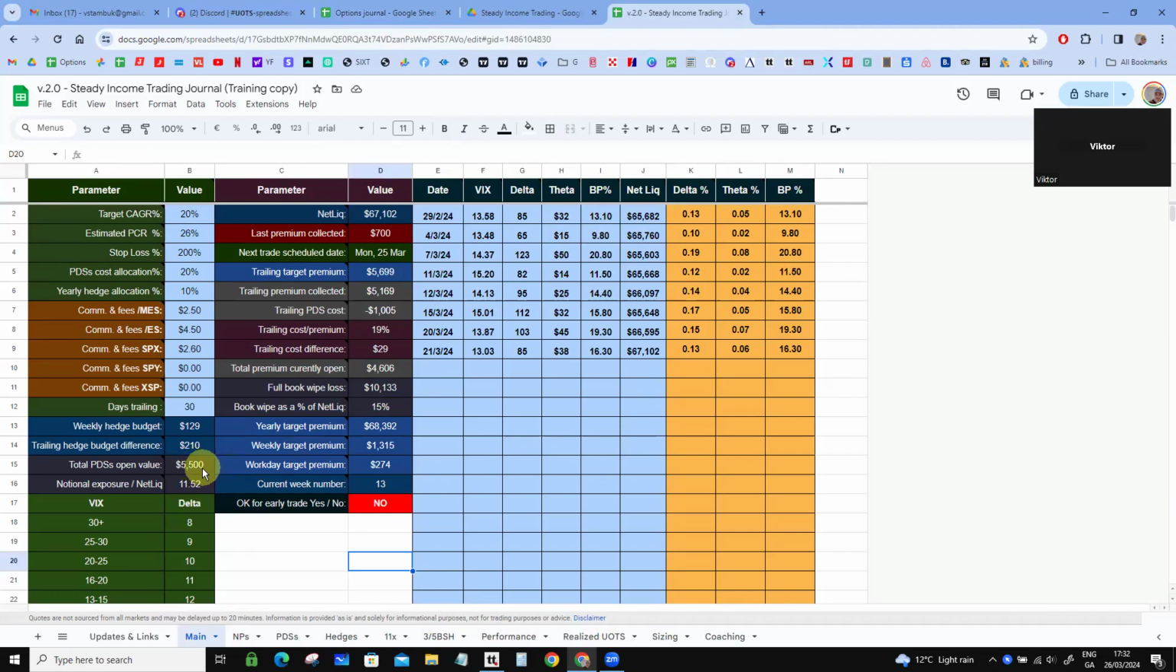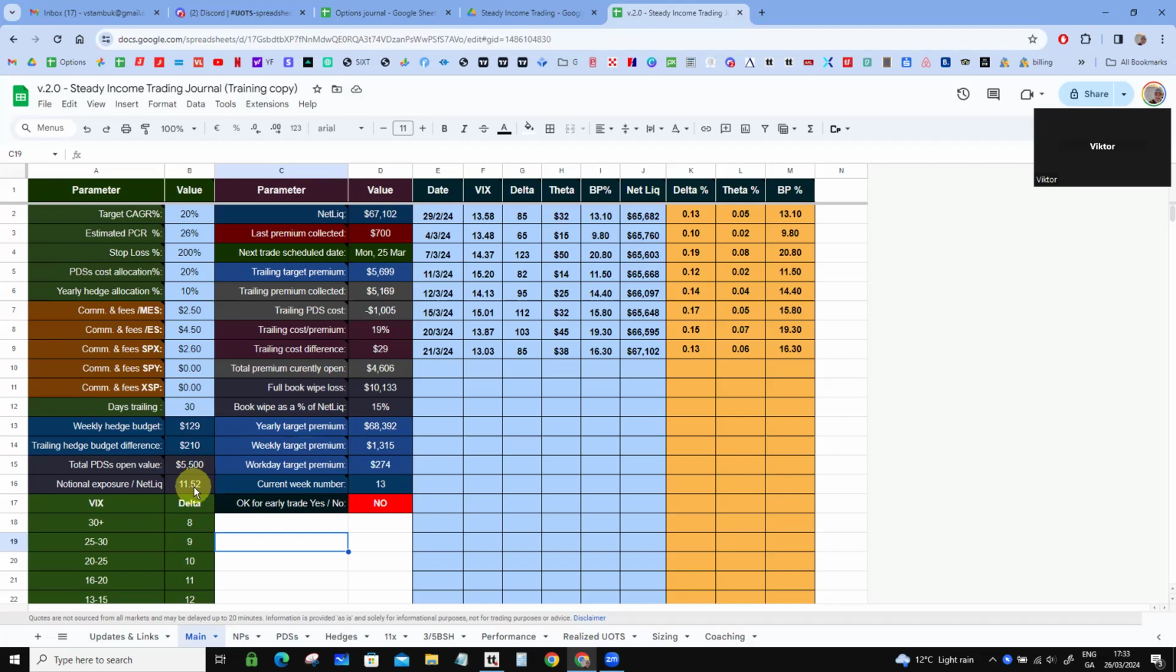And then we have an important number here, notional exposure ratio. This is basically a number where you take the notional exposure of all of your naked puts and then divide it by our net liq. This gives us a quick way to estimate our total leverage in the account.